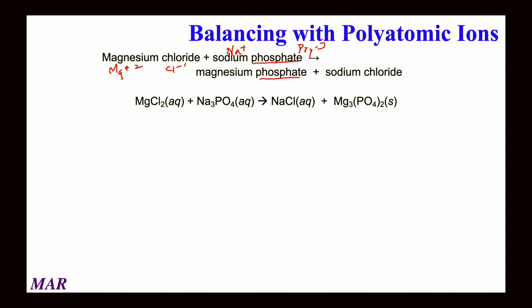Magnesium phosphate is a solid. It's insoluble in water, while the other things dissolve in water. That's why they get the aq symbol. That's nothing you need to know, but that's why those symbols are written.